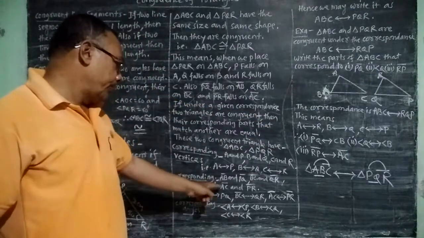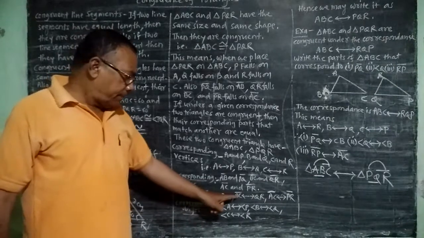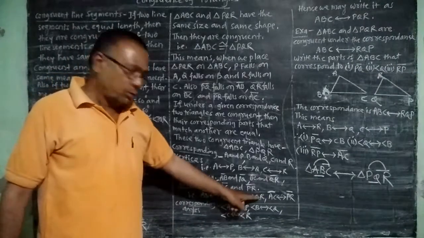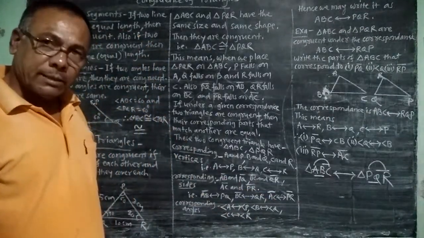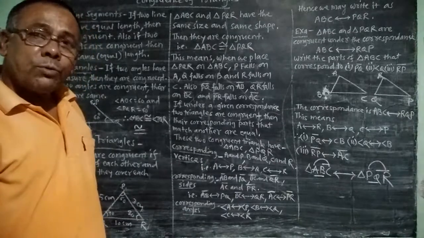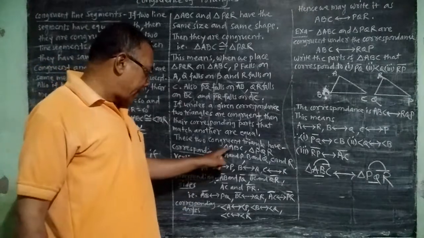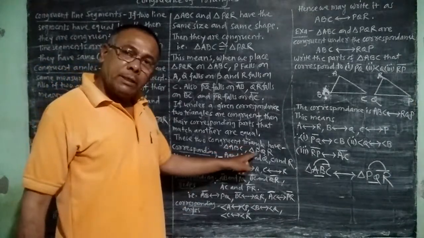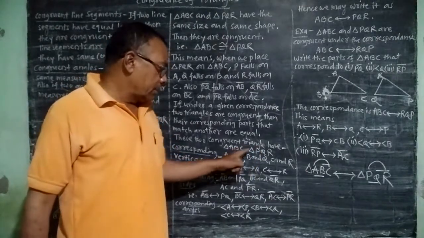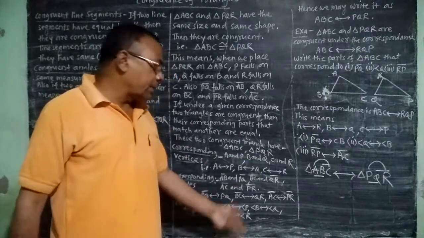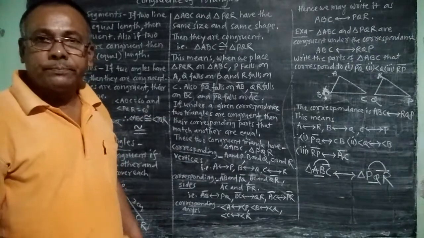So here we can say AB one-to-one corresponds to PQ, BC corresponds to QR, and AC corresponds to PR. Also, we know that there are corresponding angles. Means angle A corresponds to angle P, angle B corresponds to angle Q, and angle C corresponds to angle R. So these are the corresponding parts of two congruent triangles.